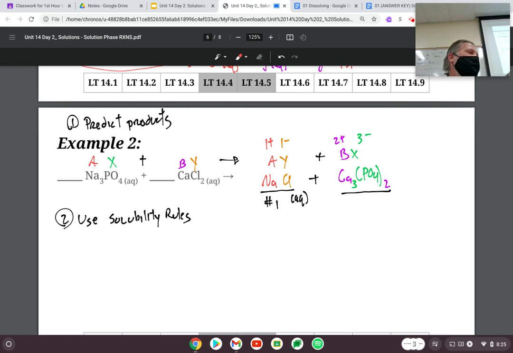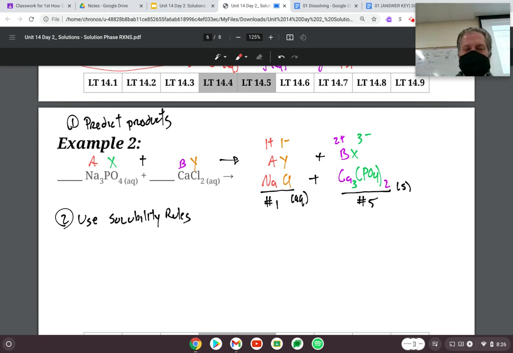Phosphates and carbonates are insoluble except those of ammonium and group 1 ions. So in this case, phosphate, PO4, is insoluble, should make a solid, except if it's paired up with ammonium, NH4, or a group 1 metal, which is lithium, sodium, potassium, rubidium, cesium, francium. And it's not, so that means that it is going to be a solid because of rule number 5. Step 2. Woohoo! So this reaction occurs, all right?